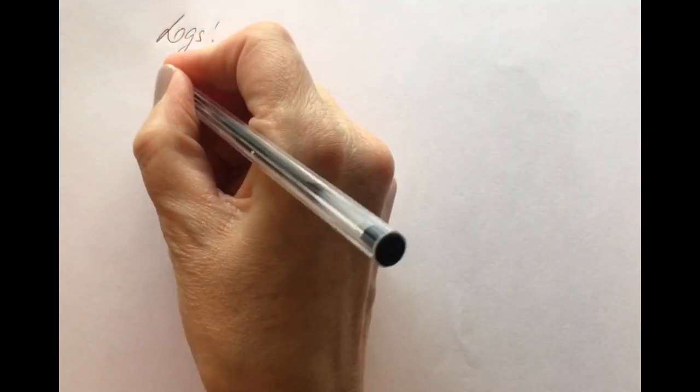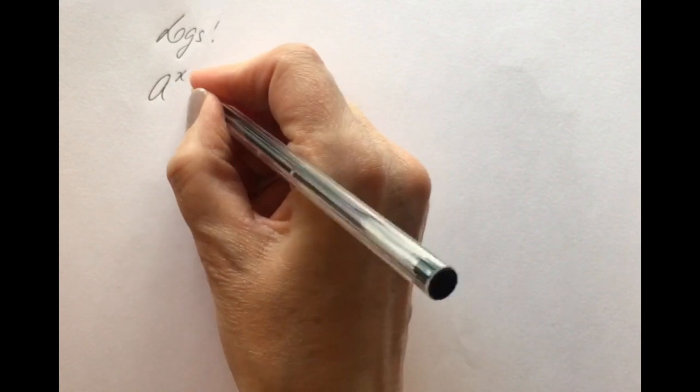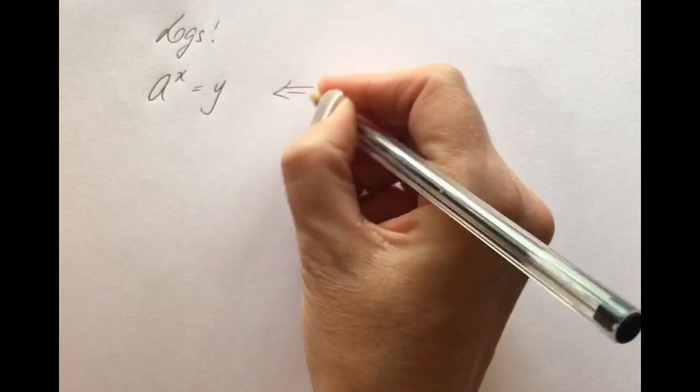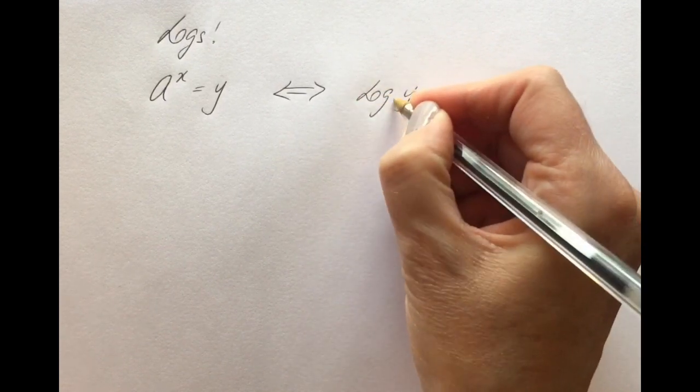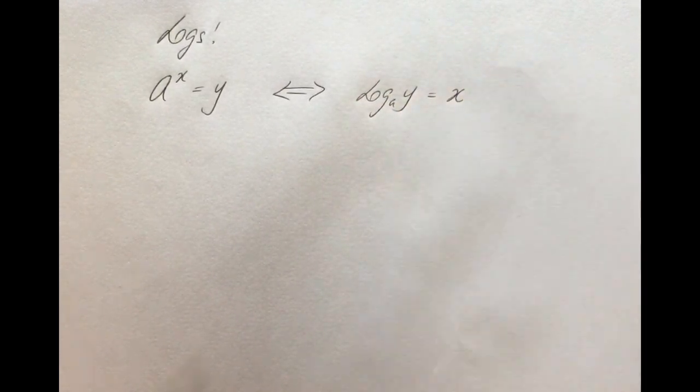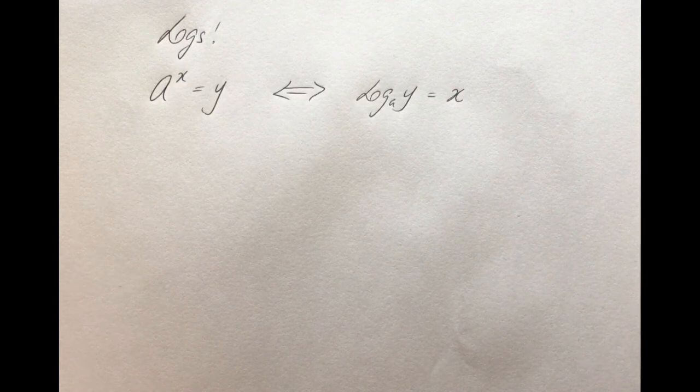So this says that if you have a to the power of x is equal to y, then another way of writing that in log form is log of y in the base a is equal to x. Now we'll take a look at this with some numbers. It'll make a lot more sense.